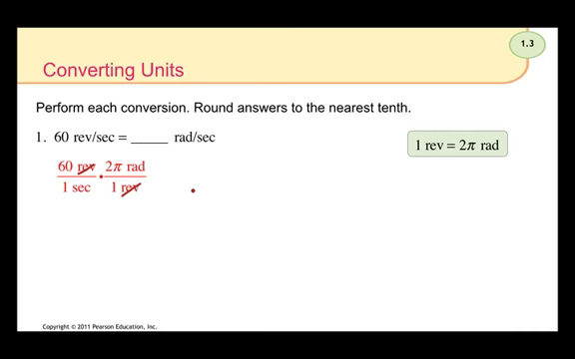per second. So once I multiply, this is what I get, and at this point all I need to do is round to the nearest tenth. So I take 120 multiplied times pi, that is built into the calculator, and this is what I get. 377 radians per second. Let's go to number 2.